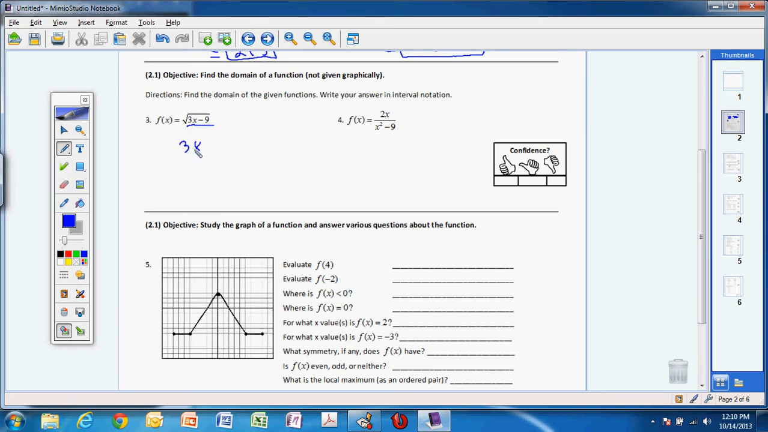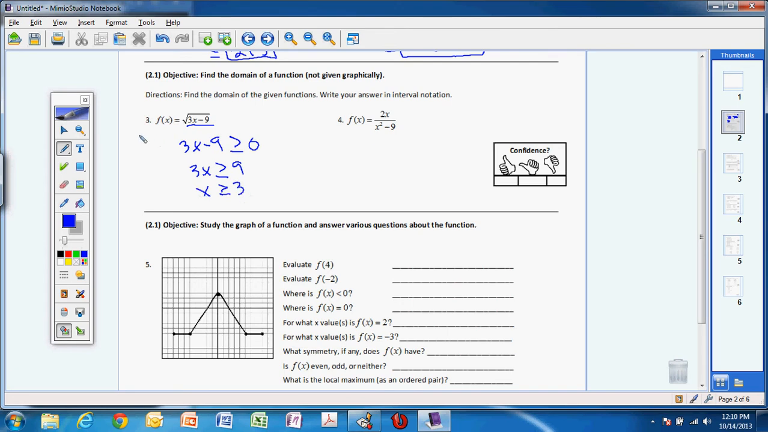So for right now, we're saying whatever that number is, 3x minus 9, this has to be greater than or equal to 0. So from here now I want to get x by itself. So I'm going to add 9 to the other side. So we're going to get 3x is greater than or equal to 9. Then dividing by 3, we're going to be left with x is greater than or equal to 3.